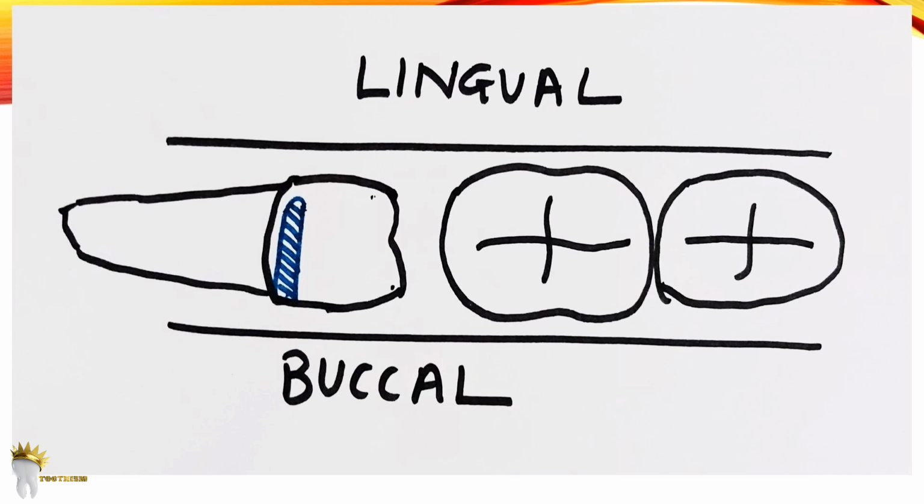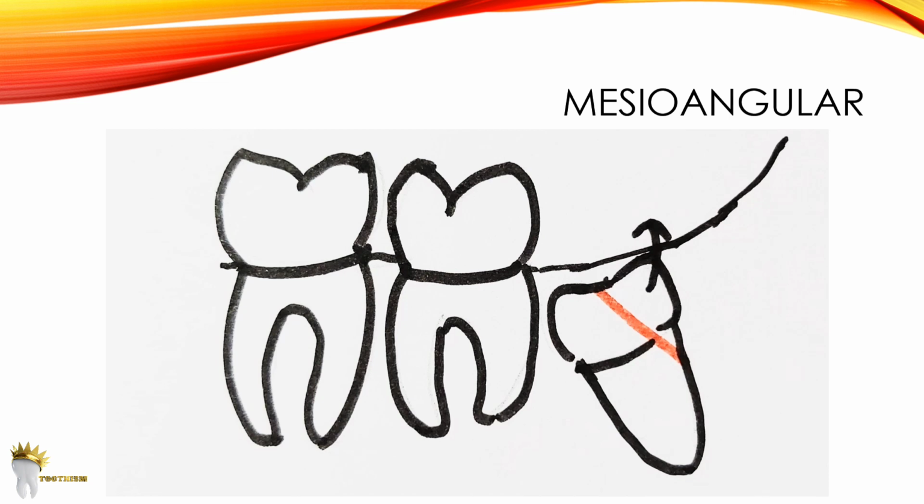It will create a slot. The shaded area here in blue color is showing the cut, as you can see, and now a straight elevator can be placed in the slot and rotated to split the tooth. Now let's see how to section a mesioangular tooth. There are a variety of ways to section the mesioangular tooth.